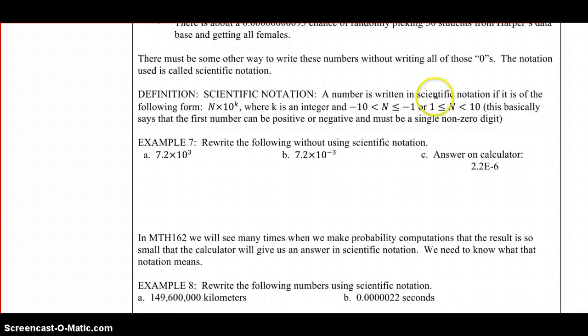Okay? So a number is said to be written in scientific notation if it's of the following form: some number n times 10 to a power k, where k is any integer. Okay, so remember what an integer is. This can be negative whole numbers, 0, and through our natural counting numbers. So integers, we have positive and negative whole numbers. Okay, so k can be any one of these integer powers.